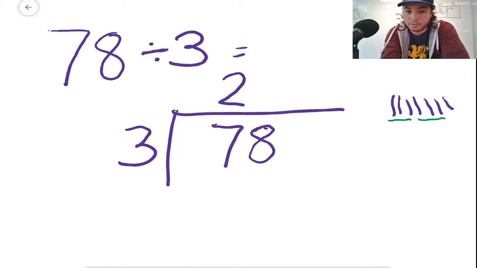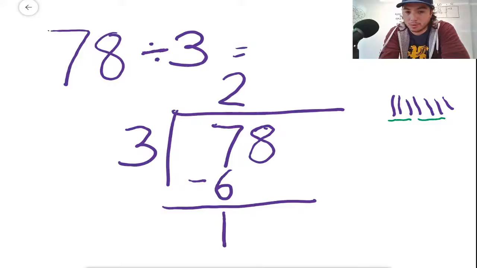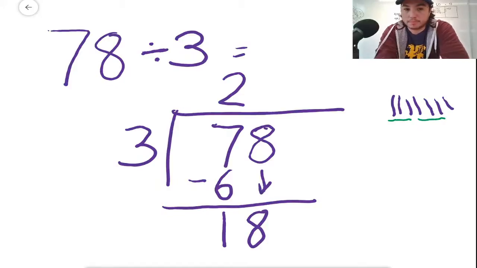3 times 2 is 6. 7 minus 6 is 1. And then we're going to group that 1 ten in with our 8 ones. So we have 18 left to divide.